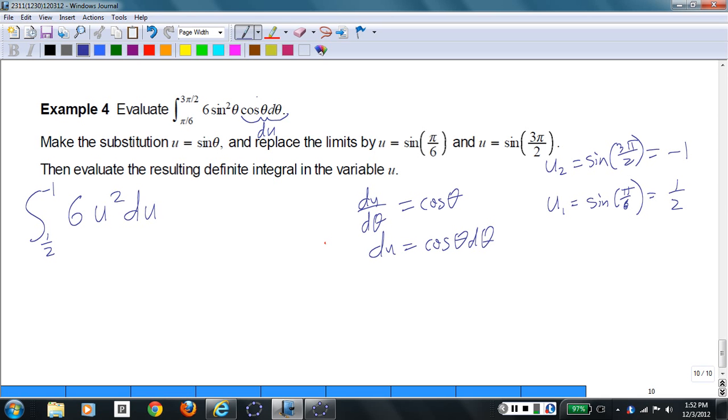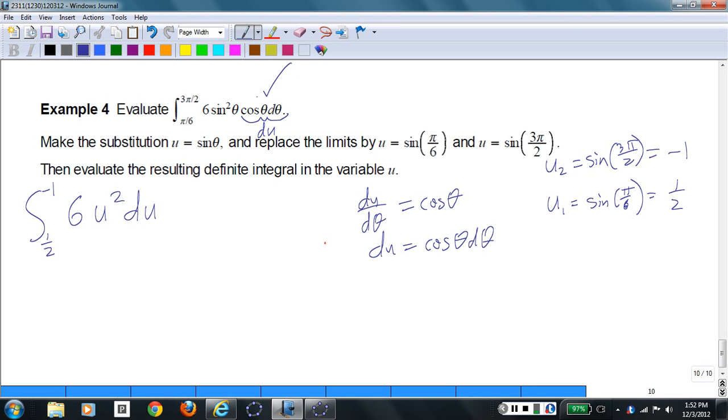Now notice the upper limit is a lesser number than the lower limit, but that's okay. We'll just integrate this and put the upper limit in first, and then the lower limit, and then we'll subtract. And I believe since 6u squared is a non-negative function, for any value of u, it's not going to be negative. Going from 1/2 to -1 is going to give us a negative answer. But that's okay, because I believe if we were to look at this graph, more of it than not would lie below the x-axis. So I think we can expect a negative answer.